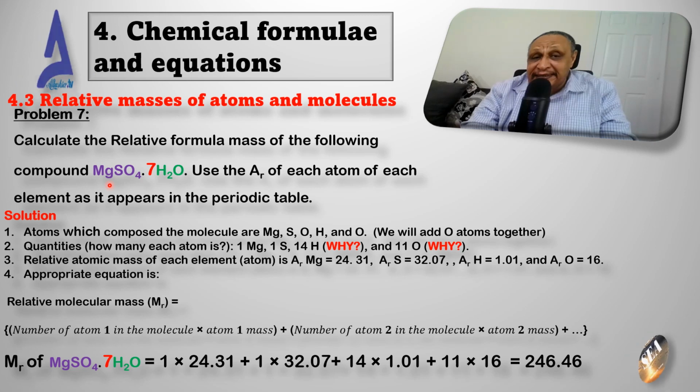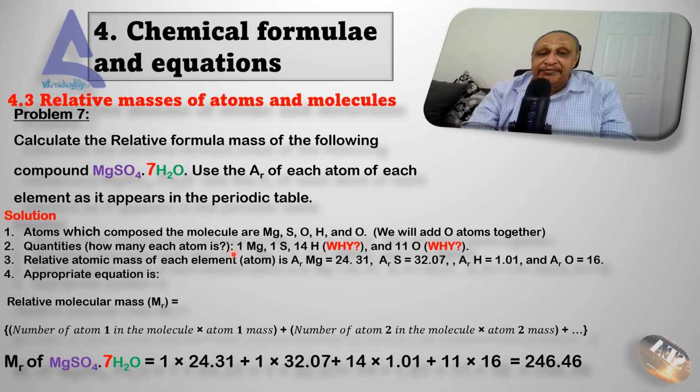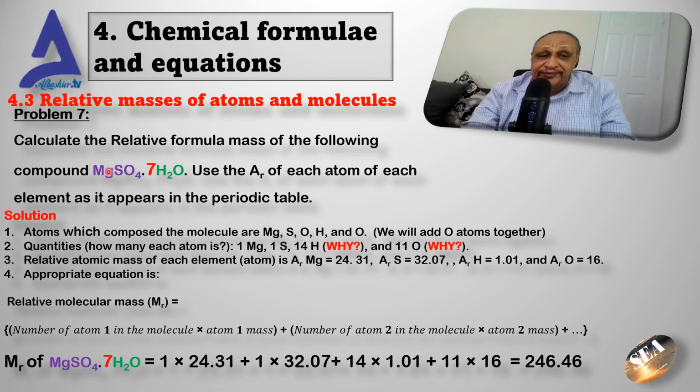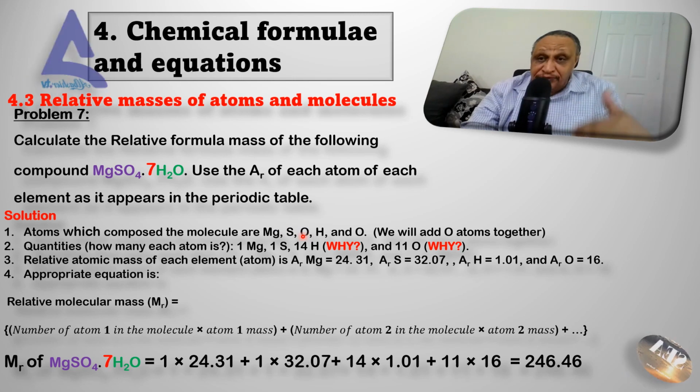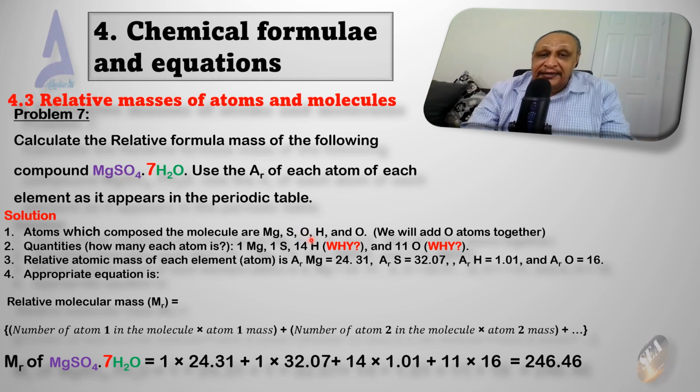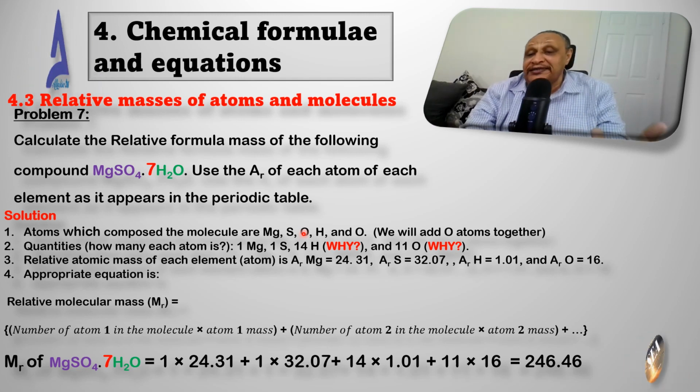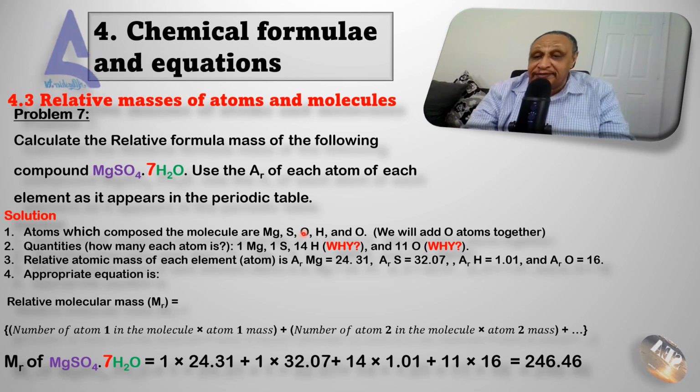This is formed of many items. Let us go for here. We have magnesium. We have, doing our protocol, sulfur. We have oxygen. And we have hydrogen, and then we have another oxygen. What we are going to do is add this oxygen to this oxygen. So we are going to work with them as one, because oxygen is oxygen, regardless of whether it is present in the end or in the middle.